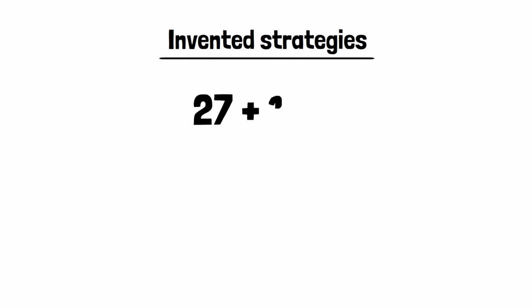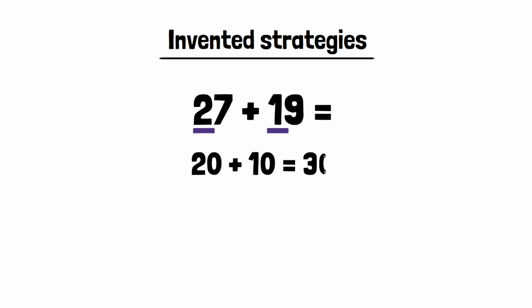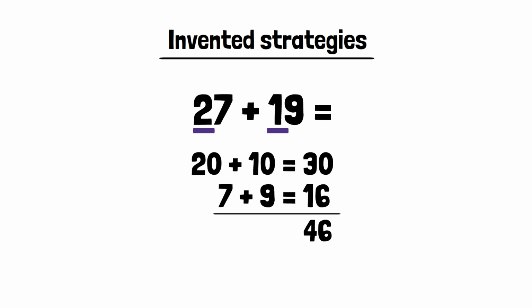There are clear differences between invented strategies and standard algorithms. Invented strategies offer a range of flexible options, are often left-handed rather than right-handed, and are number-oriented rather than digit-oriented. These characteristics make invented strategies more adaptable to different problems and more intuitive for students.